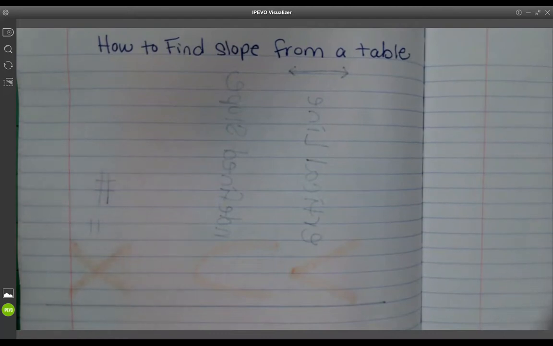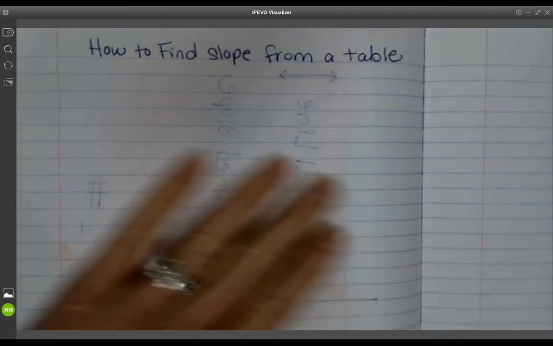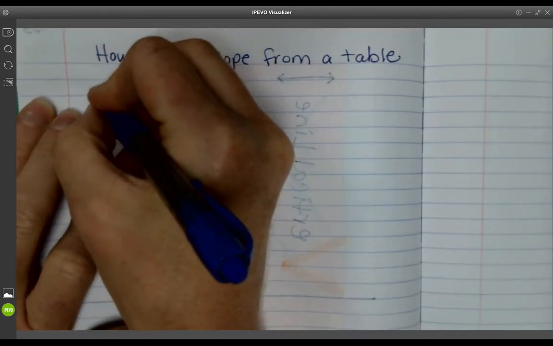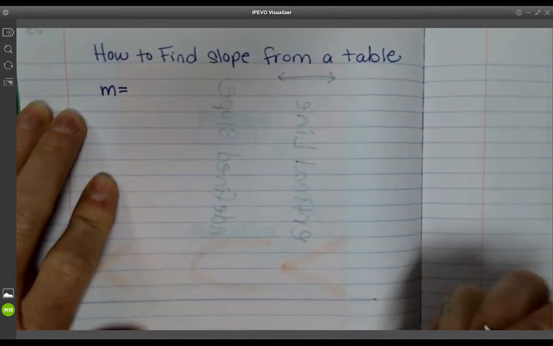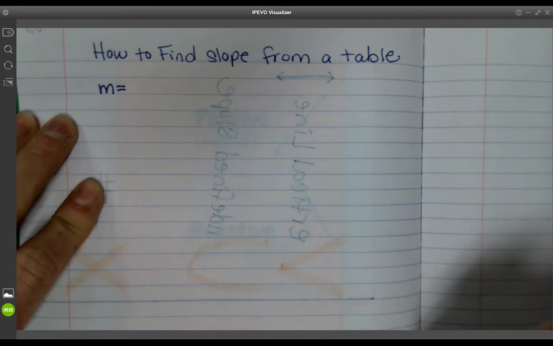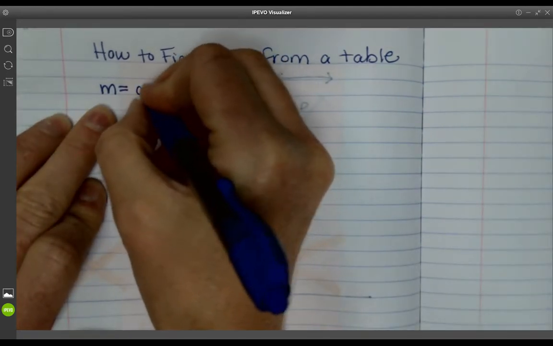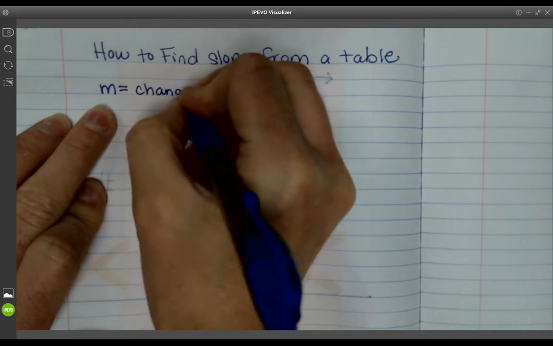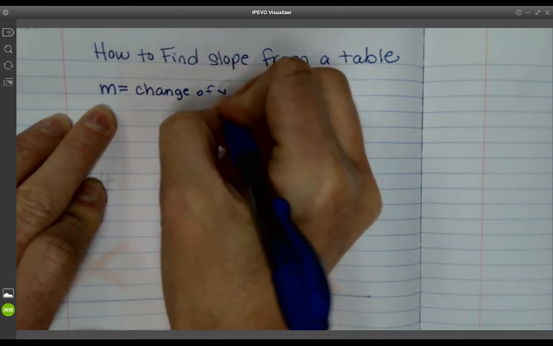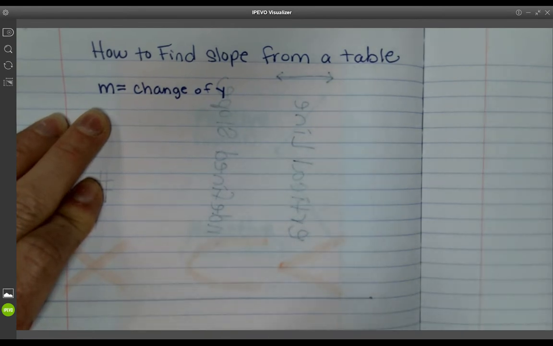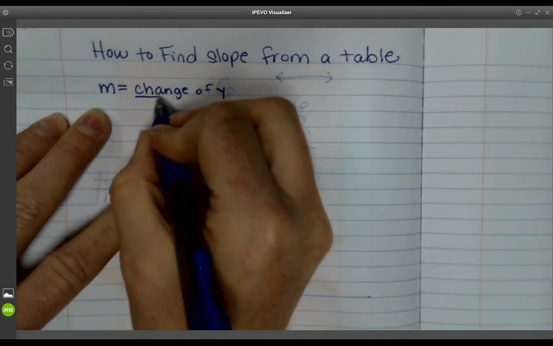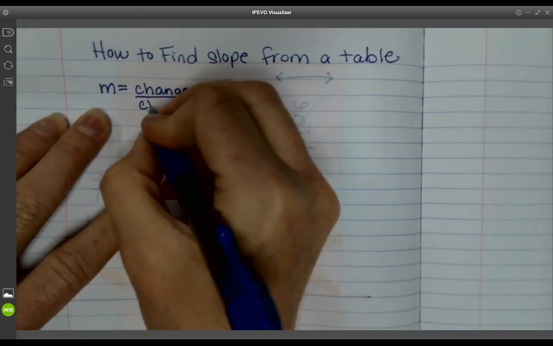We are going to look at how to find slope from a table. A table is an x and a y. So the way we find it, remember slope is identified as m. To find slope from a table, we are going to do change of y over change of x.